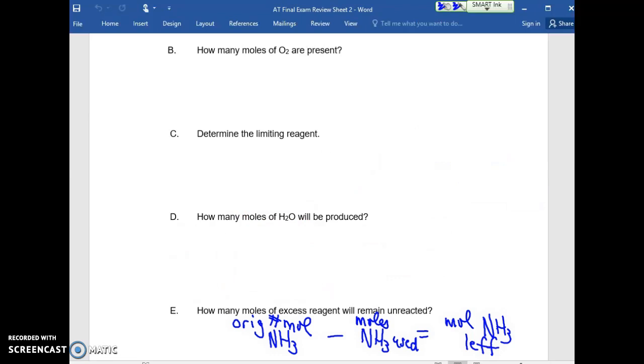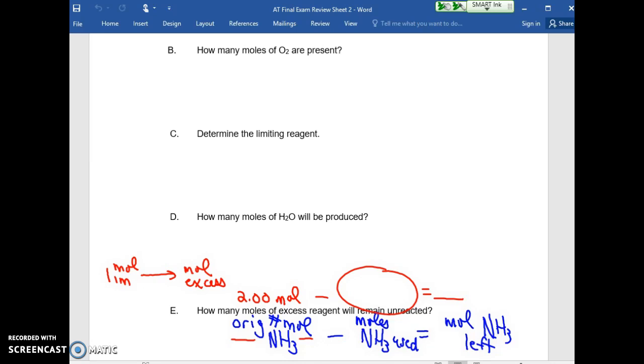Okay. Guys, part E, if you notice, I wrote down the subtraction that we have to perform. I know that I had an original amount of NH3. That was actually 2 moles. That was up top. And I'm going to need to figure out how many moles of NH3 I used. And when I take that difference, well, that's easy. Then I can find out how many moles of NH3 are left. Shout out to Zoe.